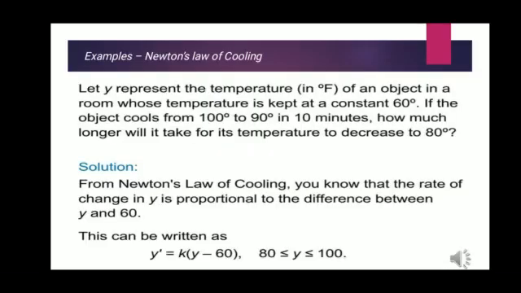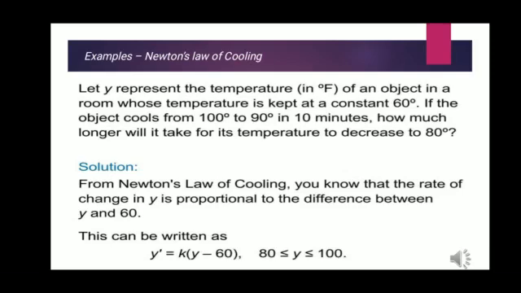I will explain one example of Newton's law of cooling. Let y represent the temperature in degrees Fahrenheit of an object in a room whose temperature is kept at a constant 60 degrees. If the object goes from 100 degrees Fahrenheit to 90 degrees Fahrenheit in 10 minutes, how much longer will it take for its temperature to decrease to 80 degrees Fahrenheit?